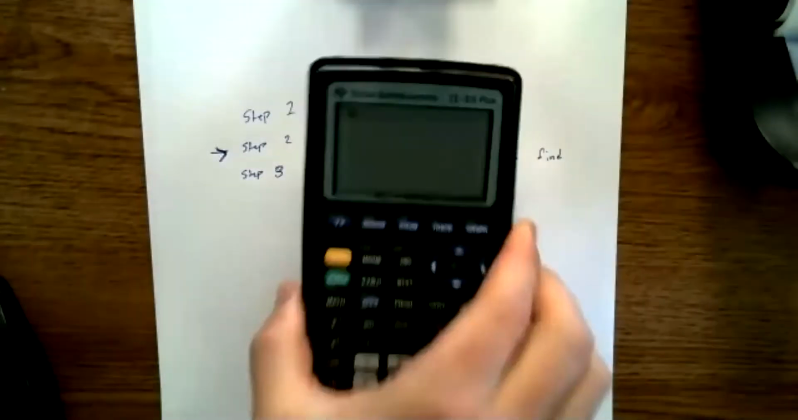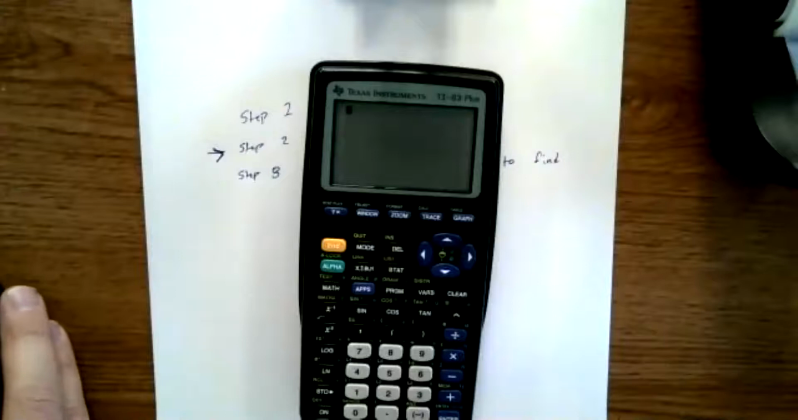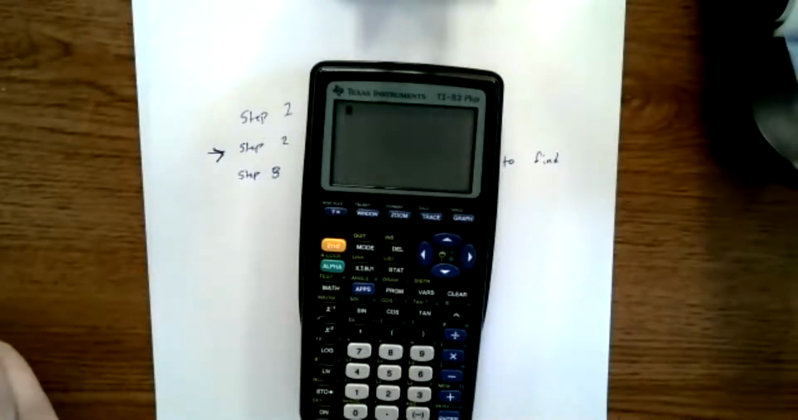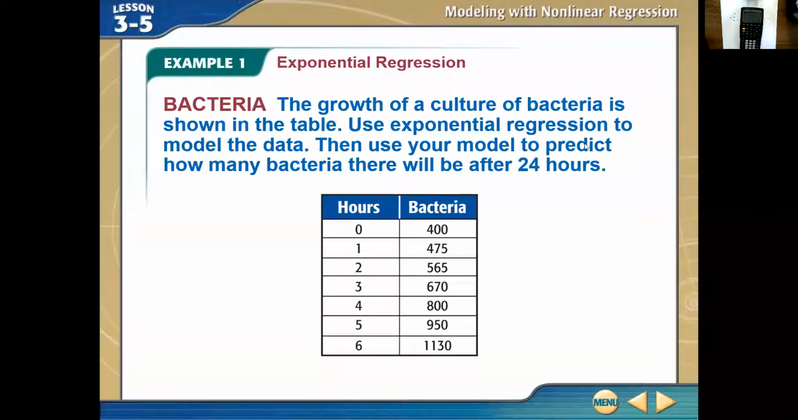Okay, so let's look at our data. It says bacteria, the growth of a culture of bacteria is shown in the table. Use the exponential regression to model the data, then use your model to predict how many bacteria there will be after 24 hours. And we're given this little table right here. So for my hours, I'm going to enter that into L1. And for my bacteria, I'm going to enter that into L2.